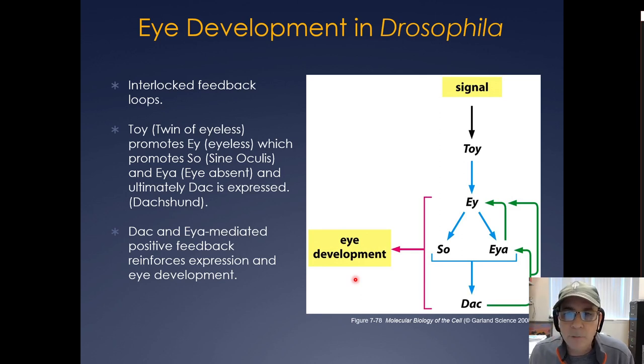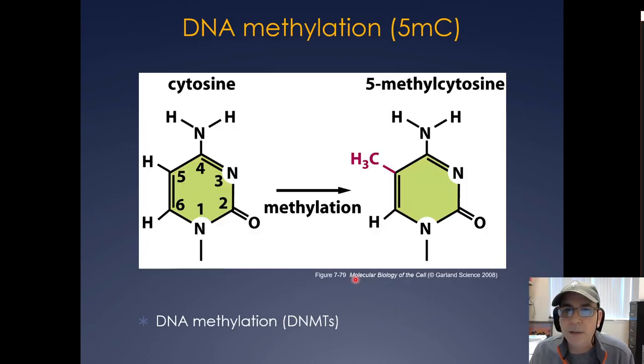Okay, so now we're going to switch a little to epigenetics. But first, we're going to look at DNA methylation. And this has come up in a number of lectures, but cytosine can actually be methylated on the number 5 carbon. And when you have it, you have just the methyl group right here. And this methyl group is actually added by DNA methyltransferases, or DNMTs.